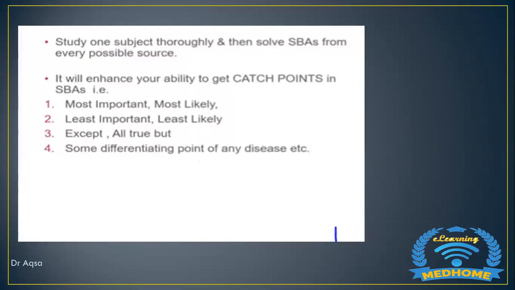So why are the questions important? The SBAs are important because you will develop the ability to catch the key points in them: which thing is most important or most likely, and which is the least important or least likely. All of the following options are true, except, or all of the following are true about the rectus sheath, except, or any differentiating points of a disease, like for diabetes or hypertension. We have some key points that we need to know. Definitely we'll be discussing those in our modules.